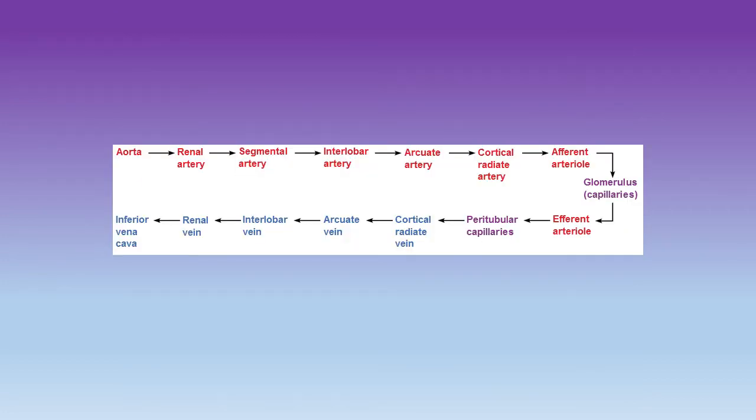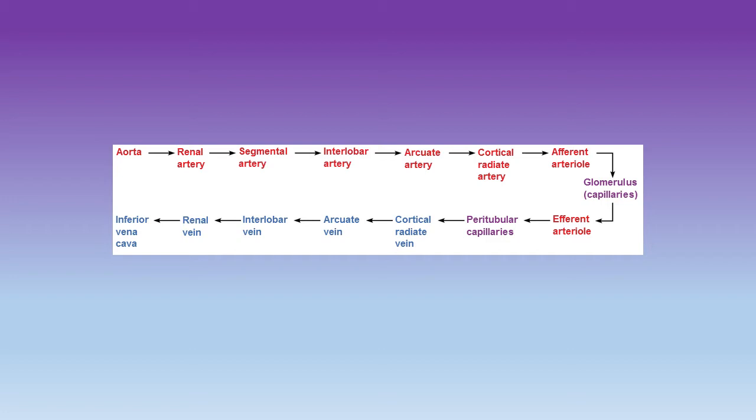So this is what I was talking about just a moment ago as far as the flow. What I did not mention, because I stopped with the cortical radiate artery, from there it's going to flow into what's known as the afferent arteriole, which flows into the glomerulus. This is the functional unit of the kidney. This is where the filtration process will start. Most everything in the blood other than protein and cells will be processed out of, or basically move out of, the blood and the glomerulus capillaries.